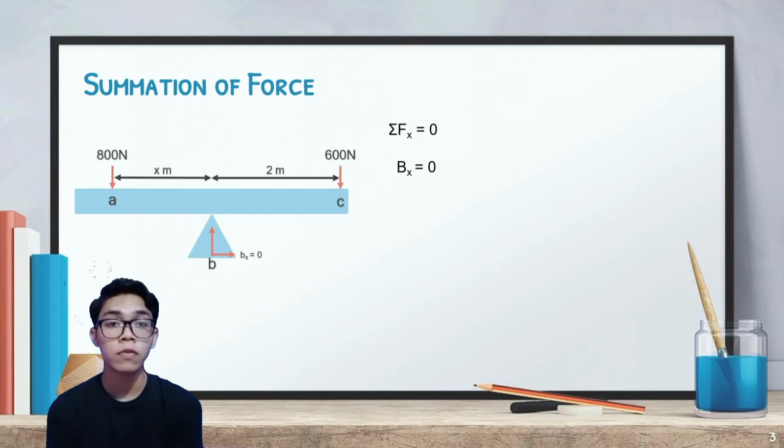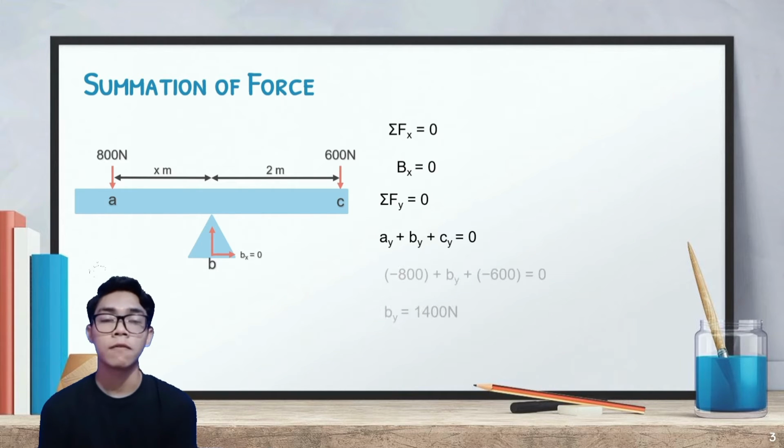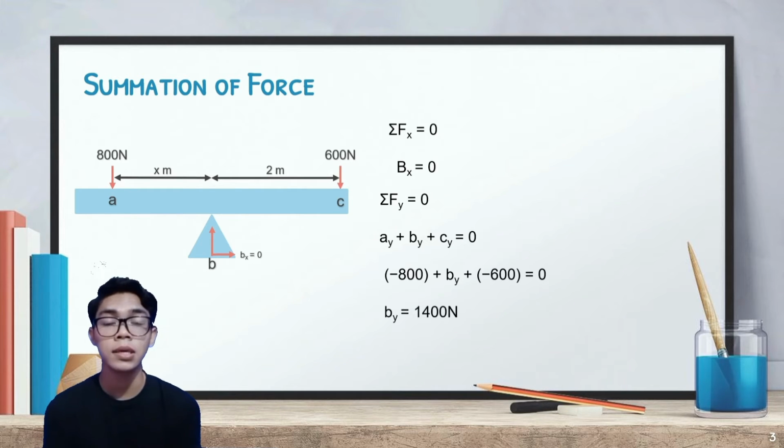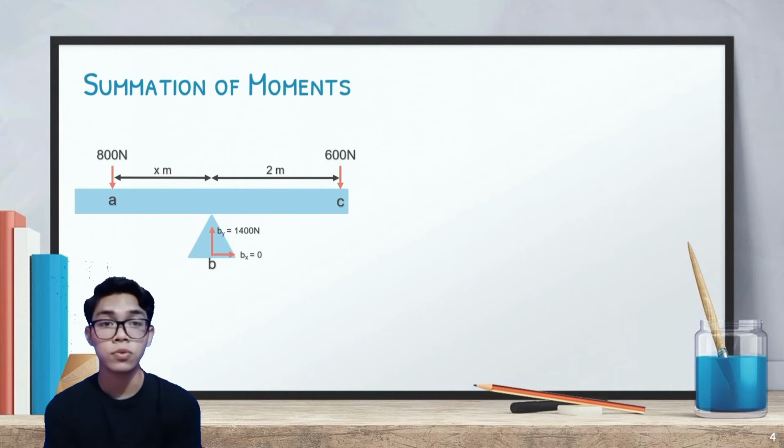For the summation of force in the y direction, we have Ay, which is 800 Newtons acting downward. We have reaction force By, and we have Cy, which is 600 Newtons acting downward. After the simple calculation, we can see that the reaction force at B is equal to positive 1400, which is acting upward. For the summation of moment, I choose the moment at B equal to 0, and therefore we have moment at A plus moment at C equal to 0.